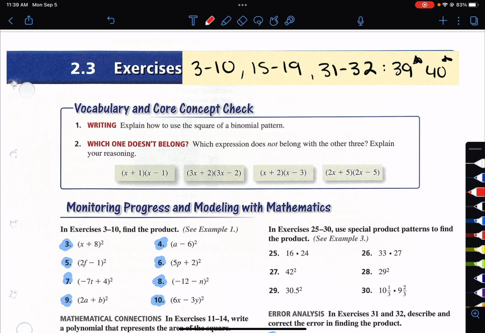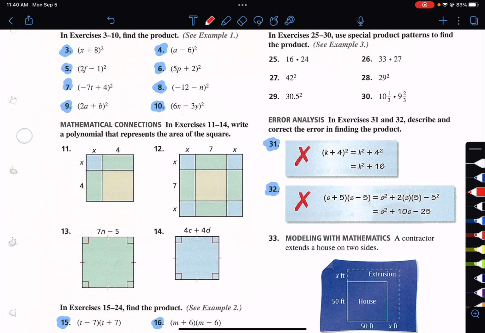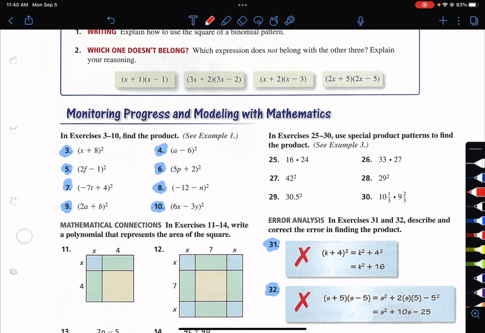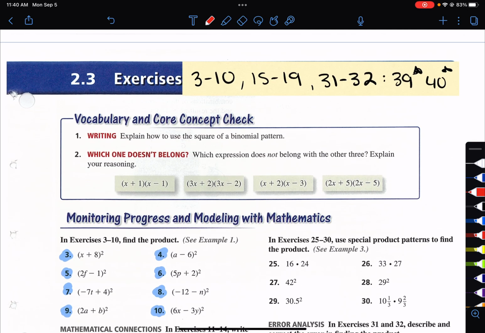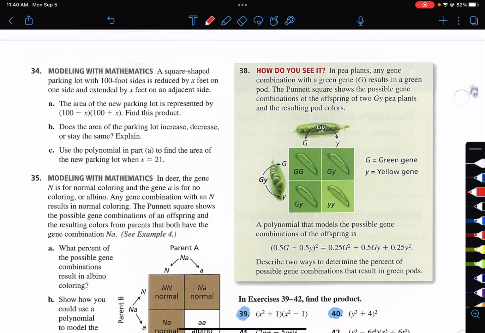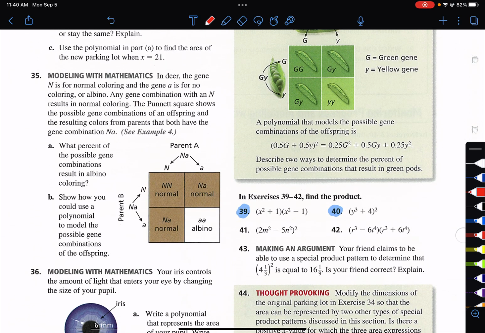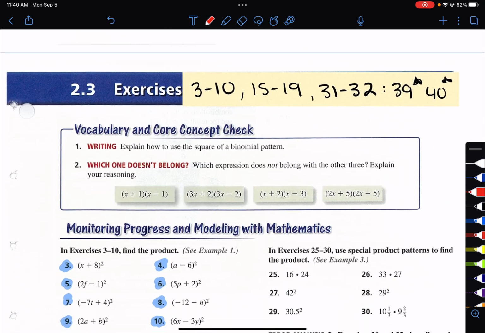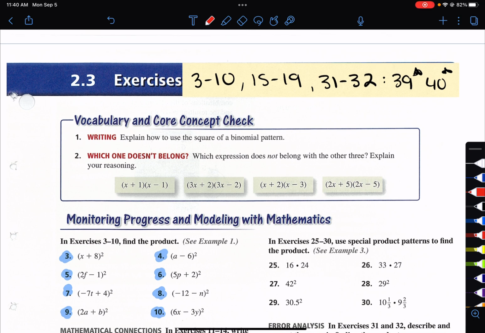So on the homework, I want you to do numbers 3 through 10, all of them. Number 15 through 19, all of them. And then I want you to do number 31 and 32 and 39 and 40. 39 and 40 are good questions. They just have different numbers on the inside, so different things to try. Again, all of these problems, you do not have to use the shortcuts. You can do them the long way. Just make sure you can get the answer one way or another.